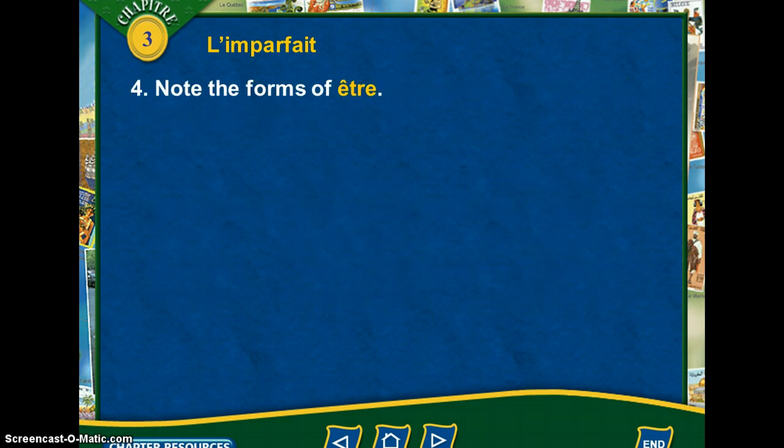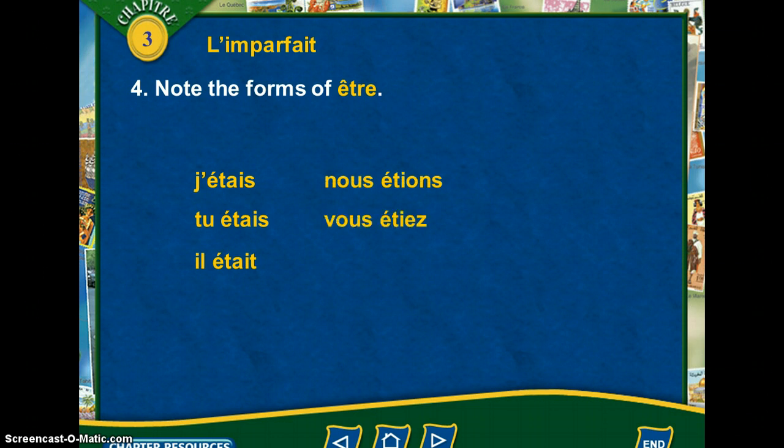Now, look at the forms of être. This is our only irregular verb for this verb tense. The stem is just accent aigu, t-e. So j'étais, tu étais, il était. Nous étions. Vous étiez. Ils étaient.